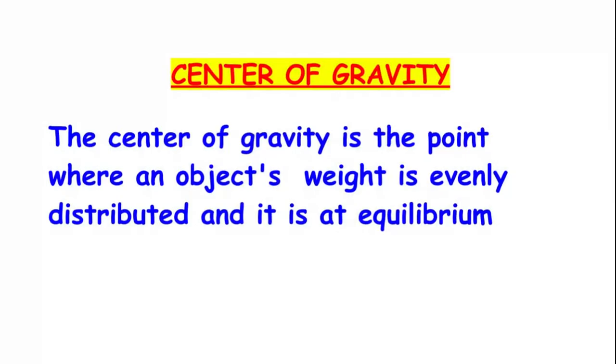The center of gravity is the point where an object's weight is evenly distributed and it is at equilibrium. It's very easy. Every object has a center point where the weight is distributed evenly, and when we lift it balanced, it is called the center of gravity. One more time I will read that: the center of gravity is the point where an object's weight is evenly distributed and it is at equilibrium.